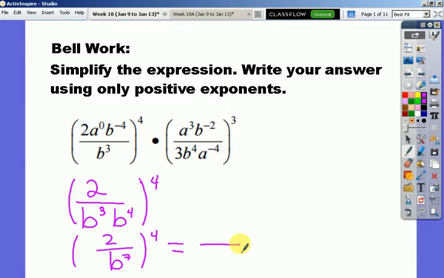So when we take 2 to the 4th, what do we get? 2 to the 4th. Which is? 16. What's b to the 7 raised to the 4th power? b to the 28.